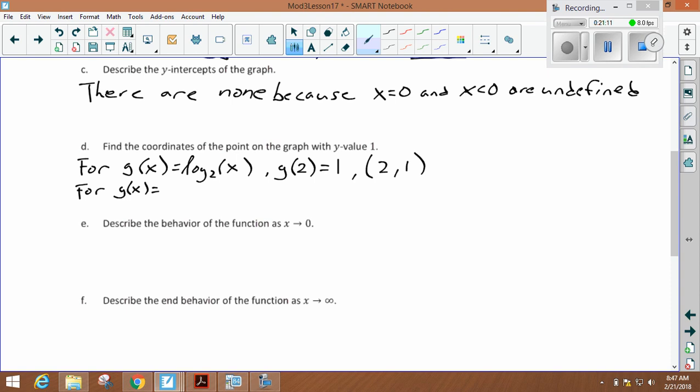Let's do f of x. F of x in this case was, good grief. So f of x was log base 10 of x. So f of what? 10, right? F of 10 is going to give us 1, so that's the coordinates 10, 1.